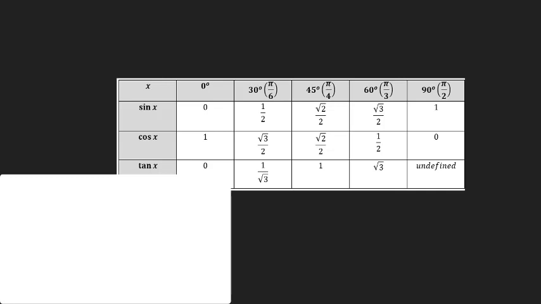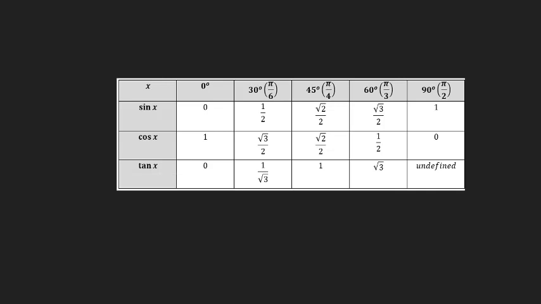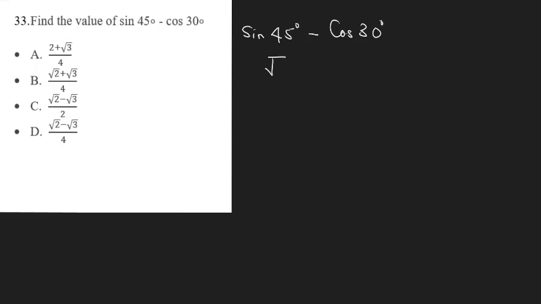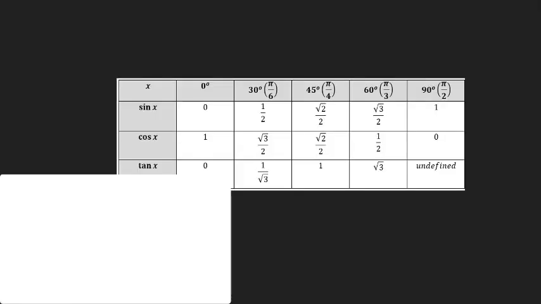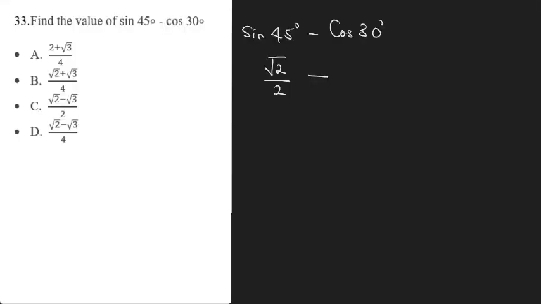You have sine 45 degrees minus cos 30 degrees. So what is sine 45 degrees? If you check it here, sine 45 degrees is root 2 over 2. So I'm going to write root 2 over 2 minus cos 30 degrees. Let's go. Cos 30 is root 3 over 2. So we say root 3 over 2.